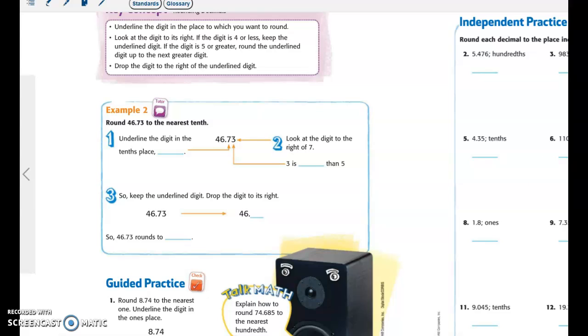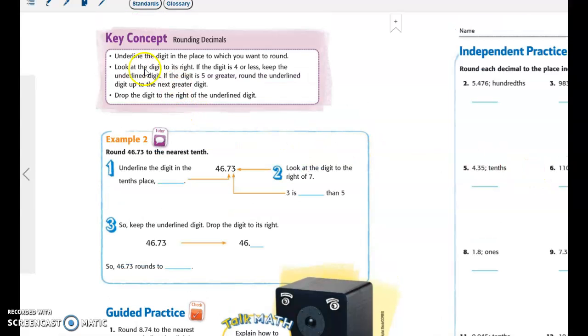Can I? Sure. Underline the digit in the place to which you want to round. Can I read all of them? If you want to, yeah.